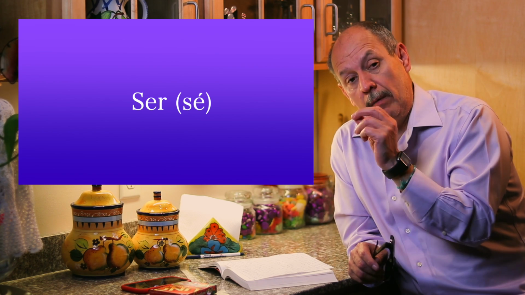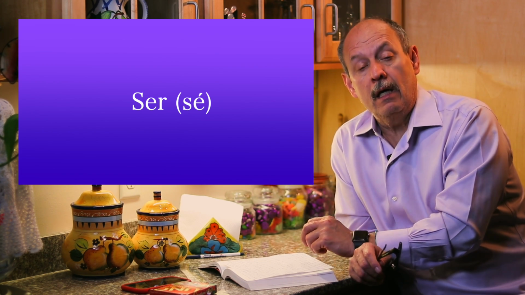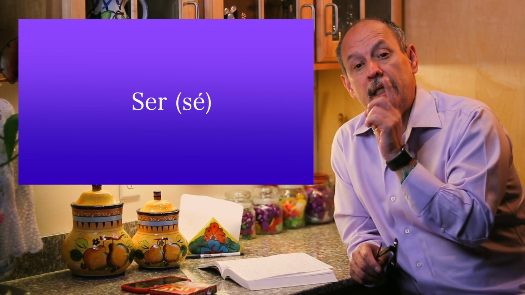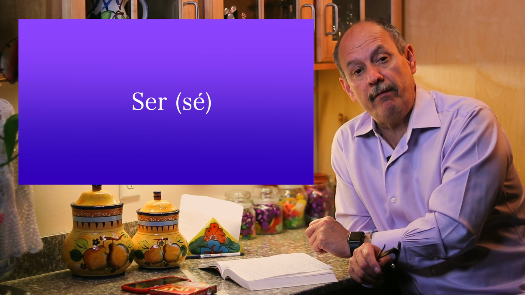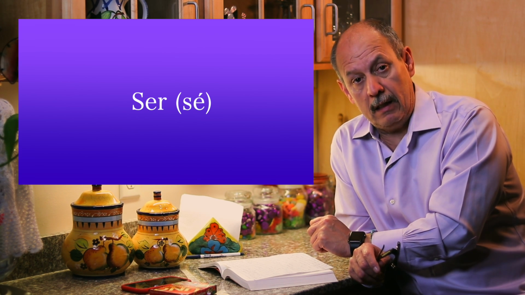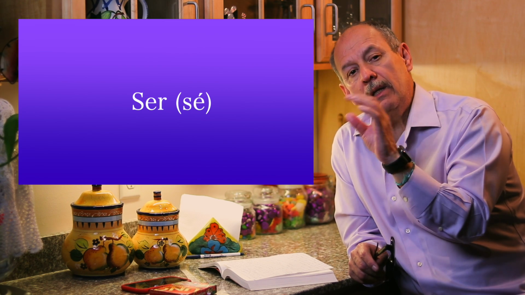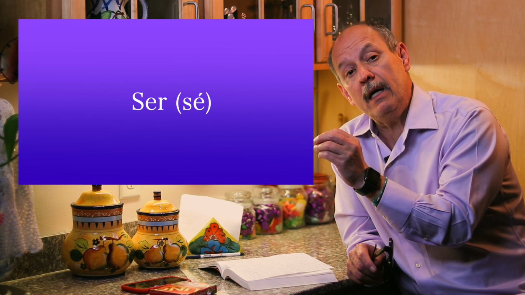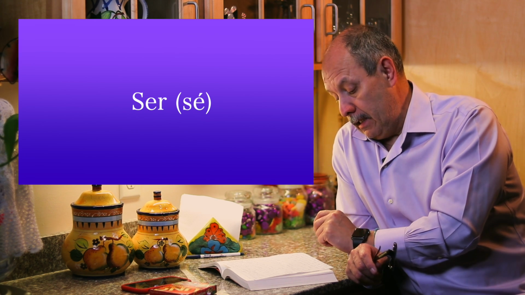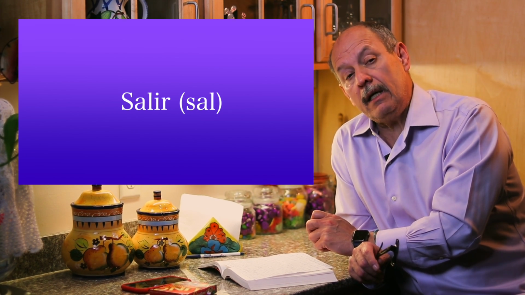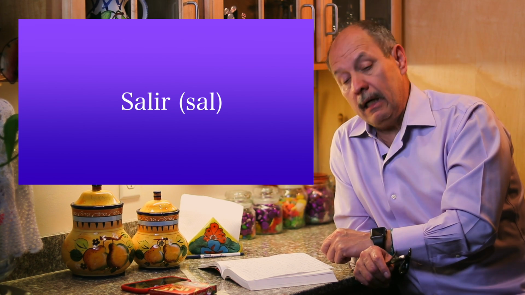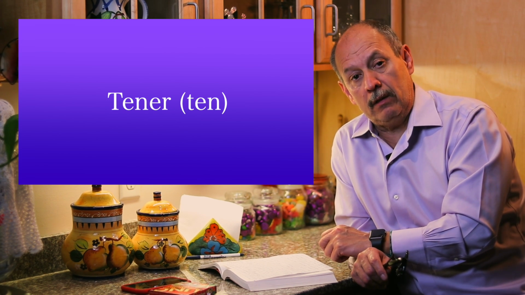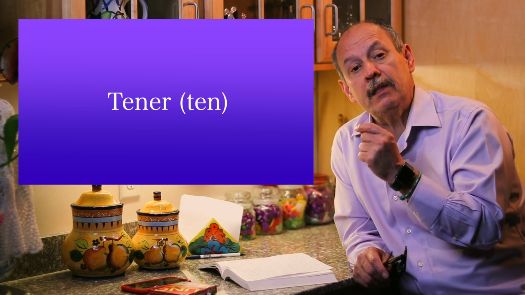Ser, the command of ser is sé, S-E with accent, exactly like the conjugation of verbo saber in the yo form, right? So only the context will let you know, are you using saber in the present tense or are you using a command with verbo ser, right? Salir is also irregular. It will be sal. And also tener is irregular, and the command is ten.